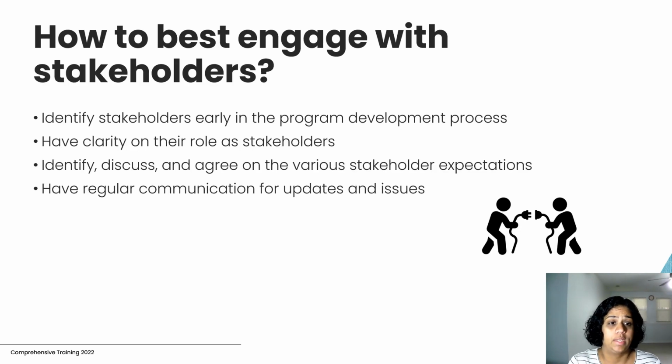So how best to do the stakeholder engagement? You want to identify stakeholders early in your program. Each stakeholder should have a very clear role on how they'll be contributing to the program and to the evaluation, and then also have clear expectations on what is expected from you as a program implementer to them. And it is important to have regular communication and updates throughout the life cycle of the program. That goes a long way in making sure that your program can run smoothly.